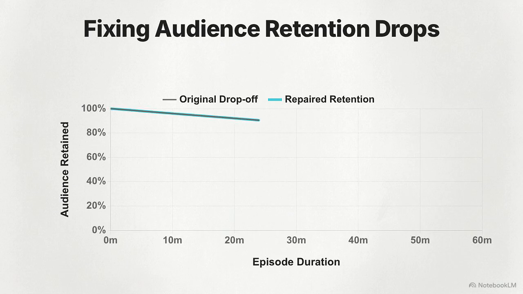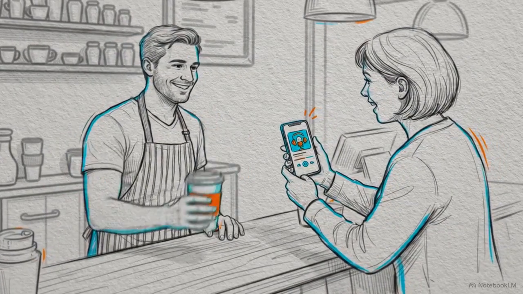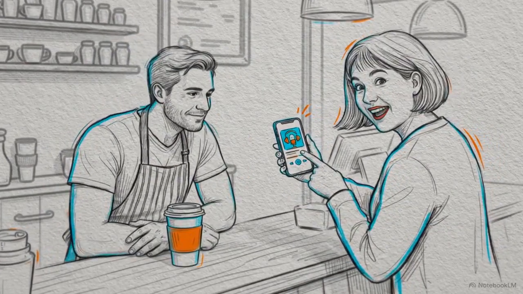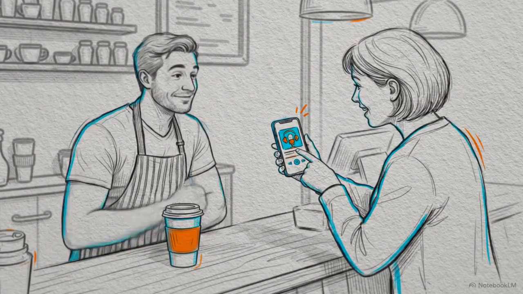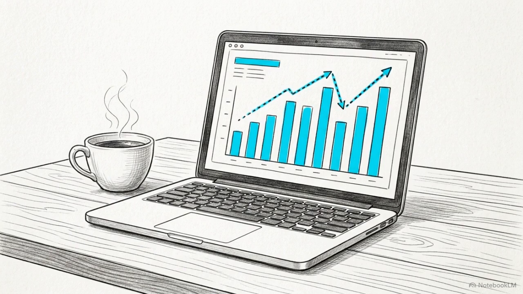Today, we are going to look at your retention graphs, pinpoint the exact second your audience abandoned ship, and implement the mechanical fix required to keep them listening. Plugging this hidden leak ensures the energy you put into recording actually results in the local lead generation you intended to capture. Step 1 is to open up your analytics dashboard.